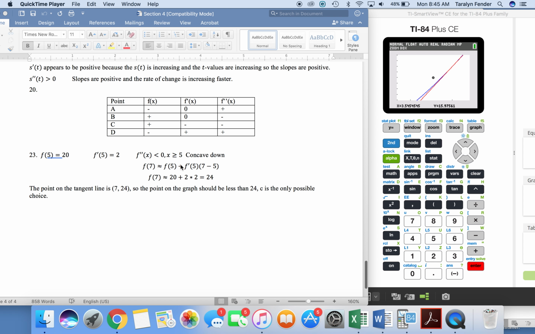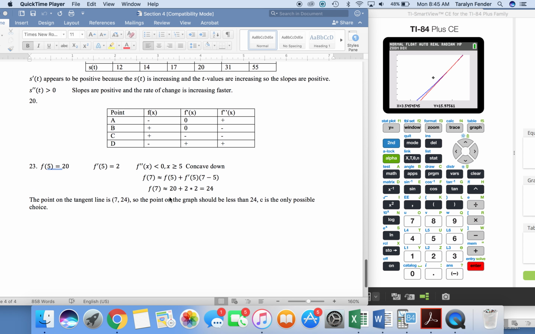Number 23, here we're going to create the tangent line. So we have f prime of 5 is equal to 2, and these are given values. So f double prime is less than 0 when x is 5. It's concave down. So we're going to look at this, and then we've already talked about how to create the linear approximation equation, which is the new tangent line. So the point on the tangent line would be 7, 24. So the point on the graph should be less than 24. So C, in this particular case, is the only possible choice.